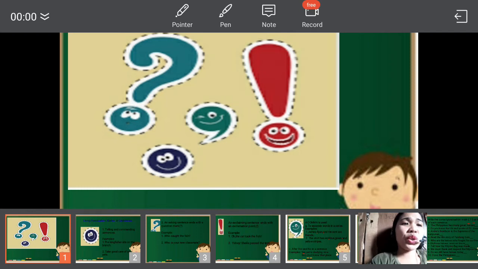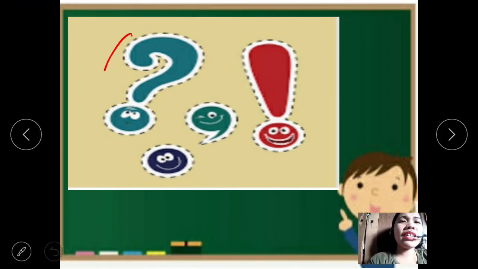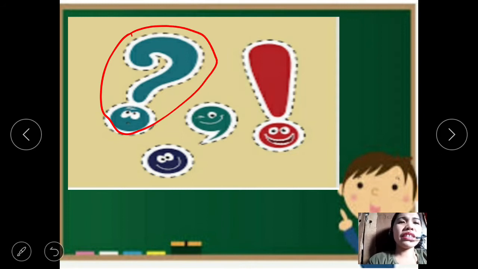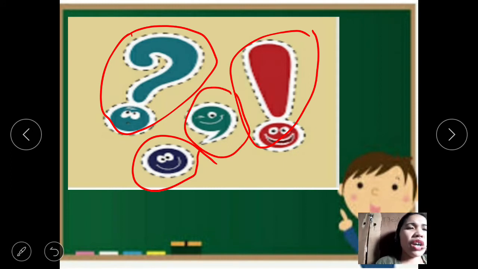Okay, so what are those? This is the question mark, exclamation point, period, and comma. Okay, so there are four basic punctuation marks that are used in sentences.